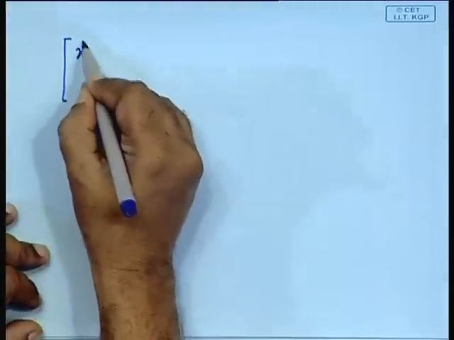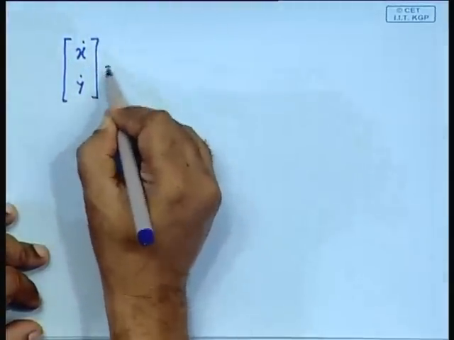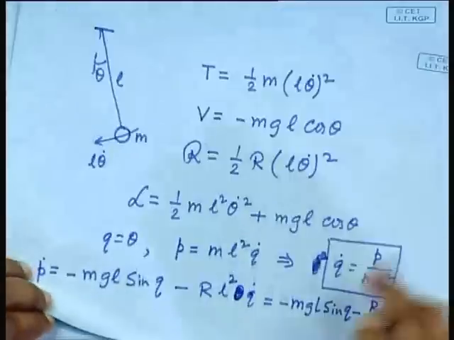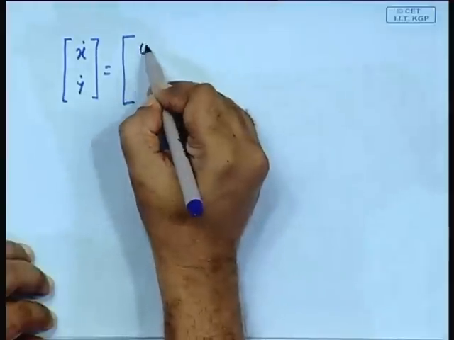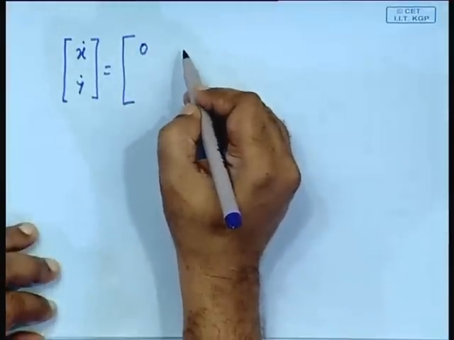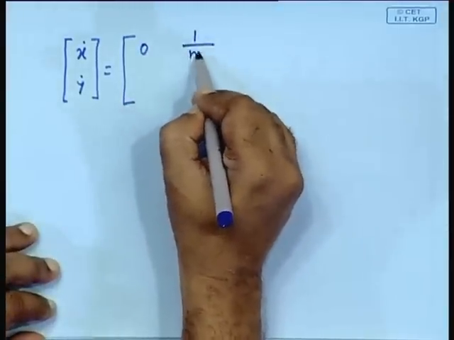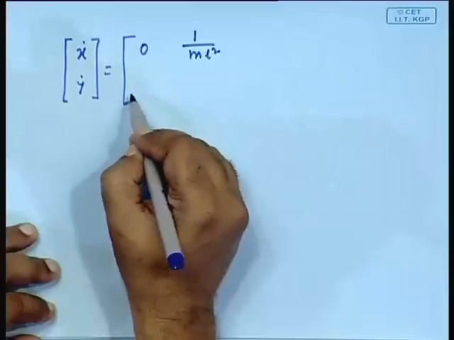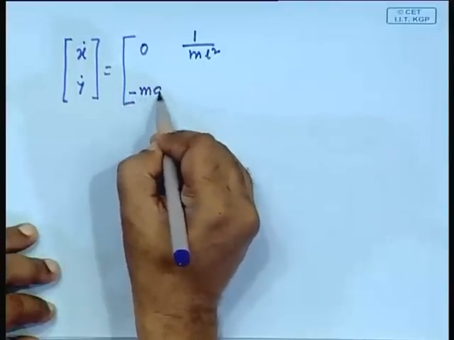Since we will now be trying to obtain the vector field, let us write it as x and y, p and q. So, you have x dot, y dot is equal to, the first term is not there. So, it is 0, then 1 by m l square, here it is minus m g l.